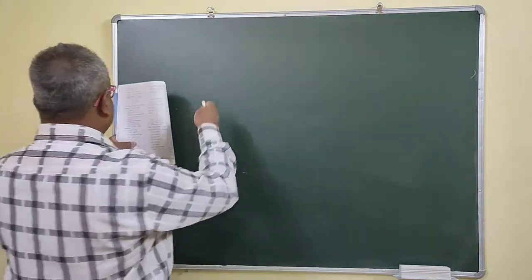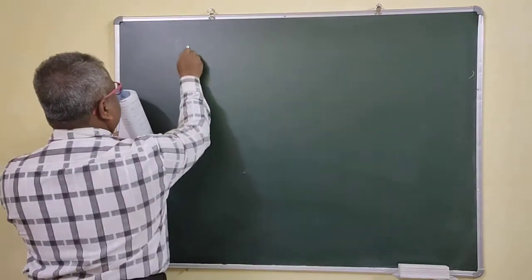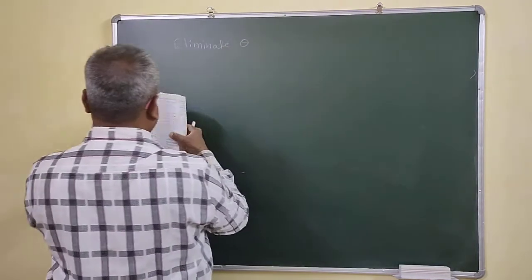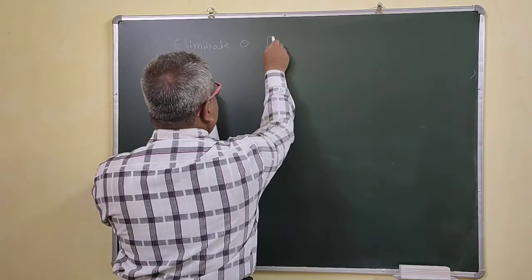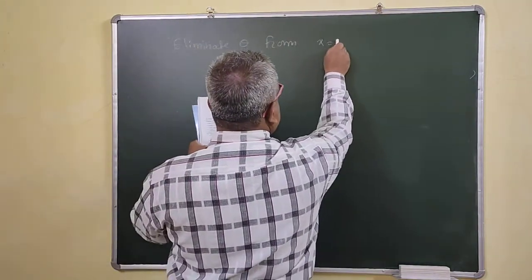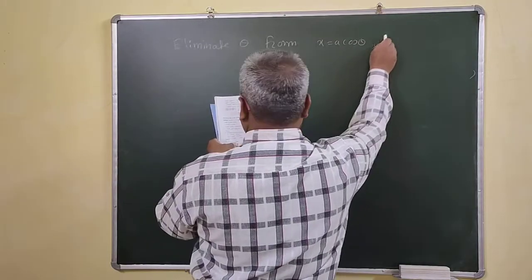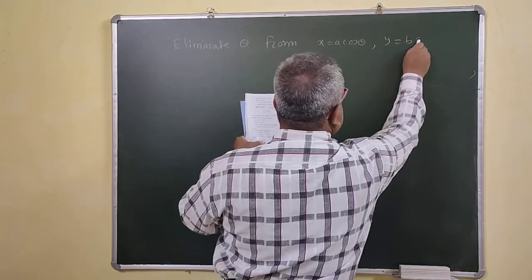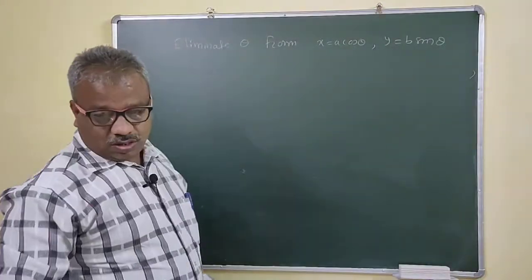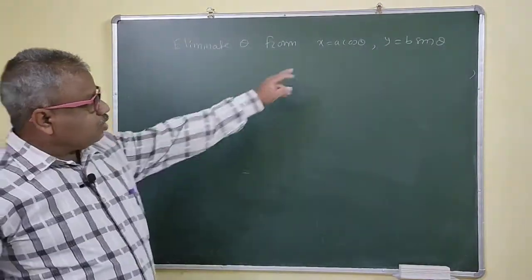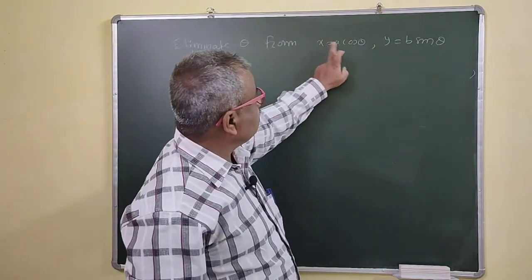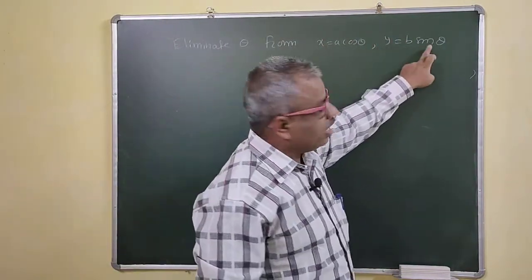Now next problem is what? Eliminate theta from x is equal to a cos theta, y is equal to b sin theta. So now these are two relations. Right? This is a relation with x and theta. This is a relation with y and theta.